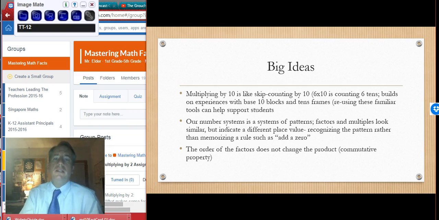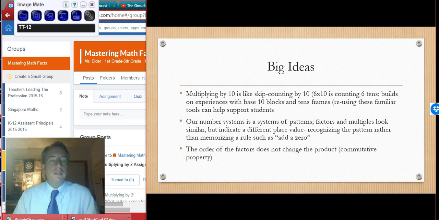So what are the big ideas here in multiplying by 10? We've mentioned a couple times already. Skip counting is a big part of understanding our 10s, but really understanding that 6 times 10 means 6 groups of 10 objects, right? So actually picturing, if we're looking at base 10 blocks, for example, where is that rod, and what can I see that that's 10 individual units that come together to make a 10, and then that helps me be able to multiply quickly.